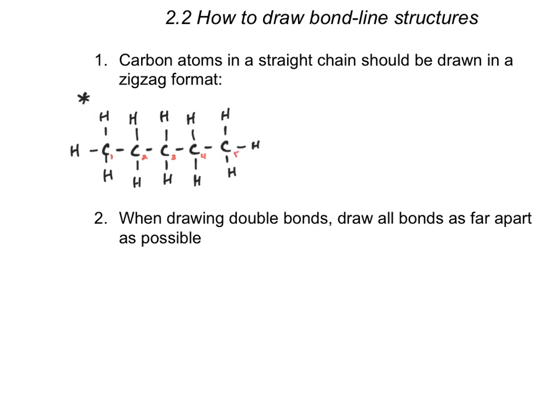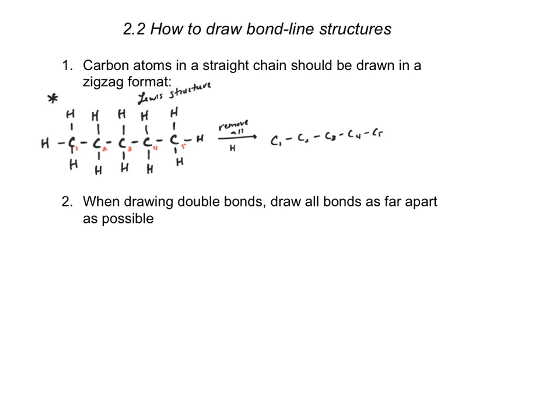Now, the first thing we're going to do in taking this Lewis structure and drawing the appropriate bond line structure is remove all the hydrogens. So remove all hydrogens, and we keep that carbon chain backbone. So we have carbon 1, carbon 2, carbon 3, carbon 4, carbon 5. Now, the next thing we're going to do is put those carbons as is in a zigzag. So our next step here is taking these and zigzagging them.